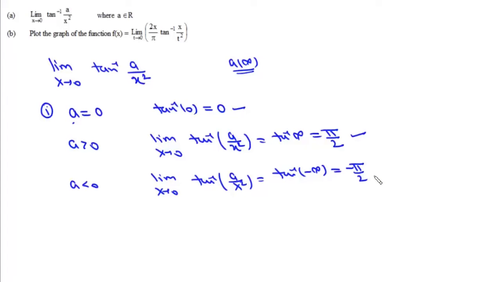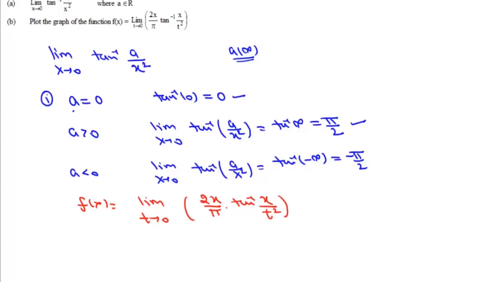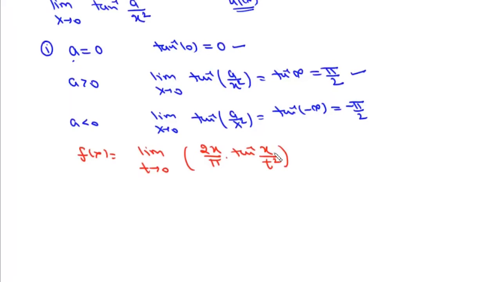Now it says, plot the graph of this function f(x), which is limit t tends to 0 of 2x upon pi into tan inverse x upon t square. Now this limit x upon t square is same as limit tan inverse a upon x square. So we'll consider three cases. Case 1, if x is 0, when x is 0, this expression is 0. In that case, value of f(x) will be simply 0.